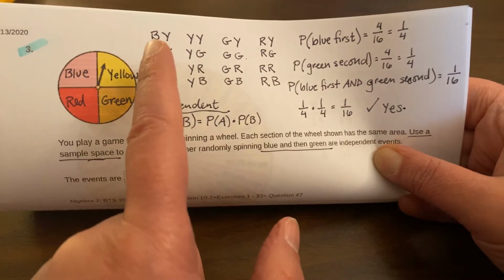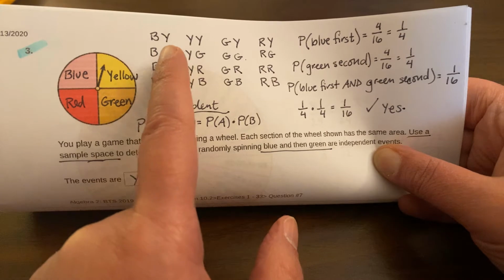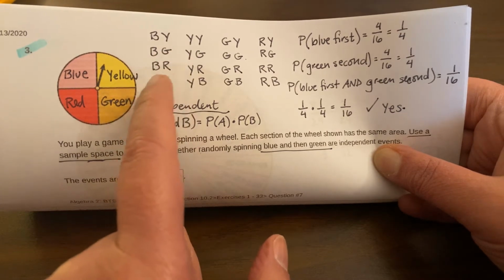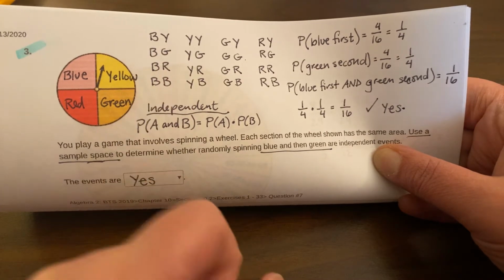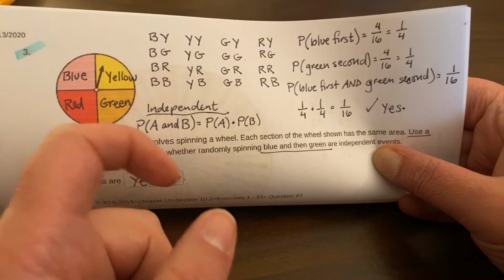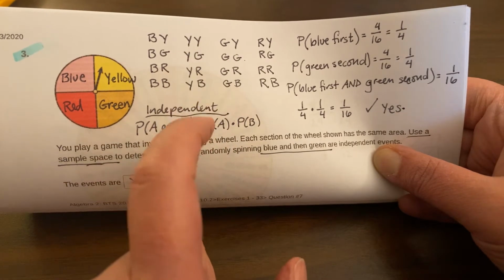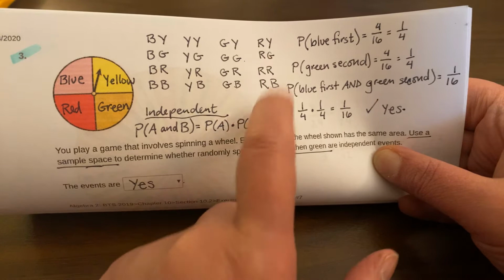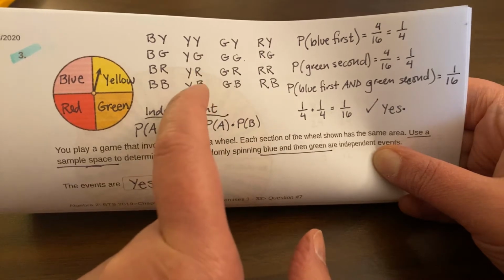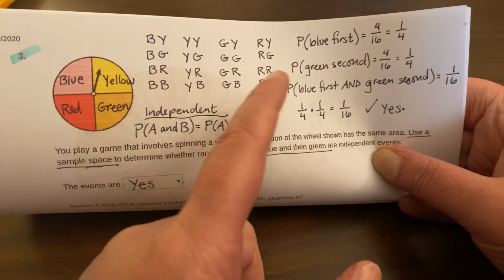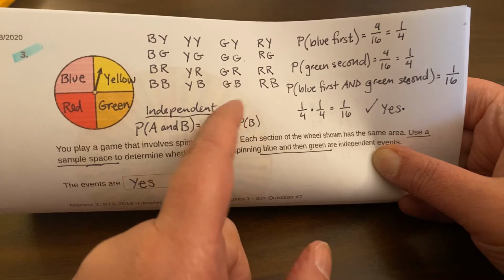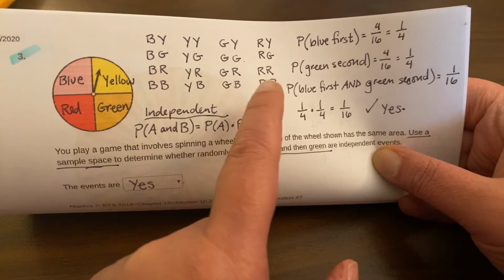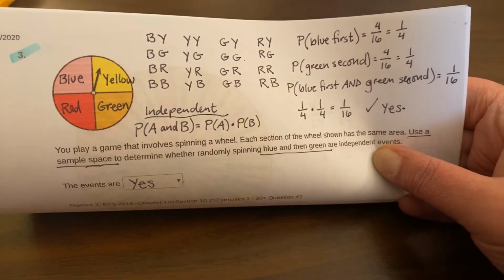So you could spin blue and then yellow, blue and then green, blue and then red, and then blue and then blue, if you're spinning blue first. And then you do that for all of the possible combinations, right? Yellow, yellow, yellow, green, yellow, red, yellow, blue, green, yellow, green, green, green, red, green, blue, red, yellow, red, green, red, red, red, blue. Okay.